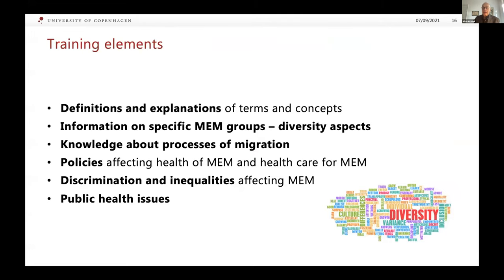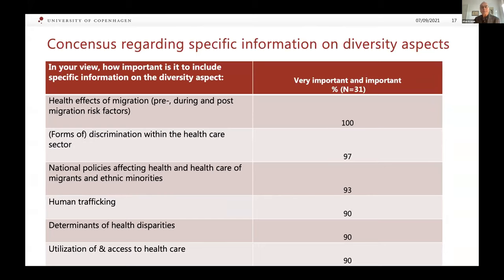Six training elements have been categorized and defined in this Delphi study: definitions and explanations of terms and concepts, information on specific migrant and ethnic minority groups, knowledge about processes of migration, policies affecting health of the migrants and ethnic minorities and health care for these groups, discrimination and inequalities, and public health issues related to migration. These are training elements that are required and should be included in health programs around the world.